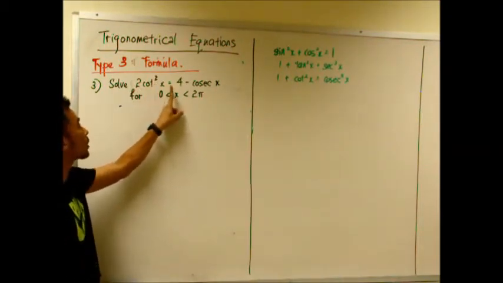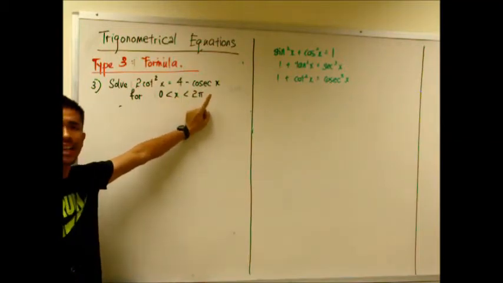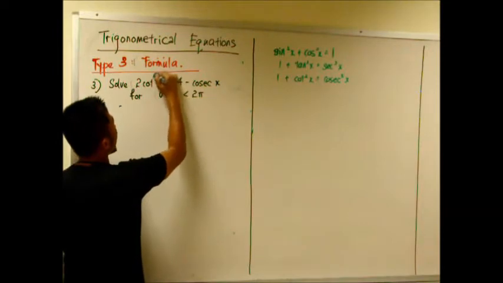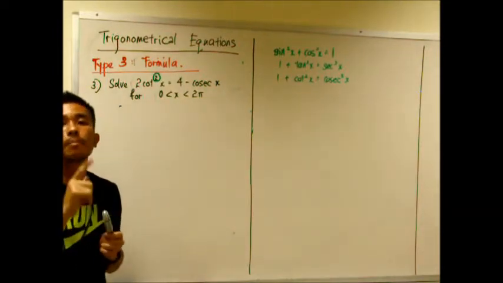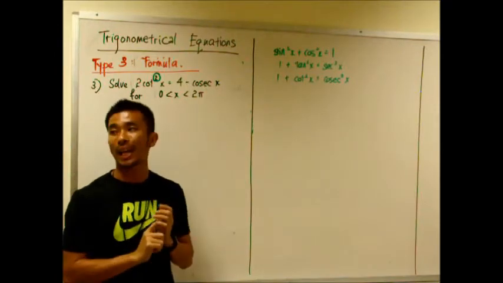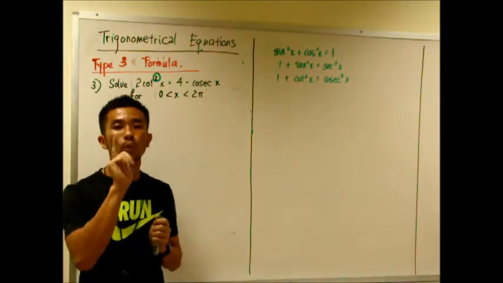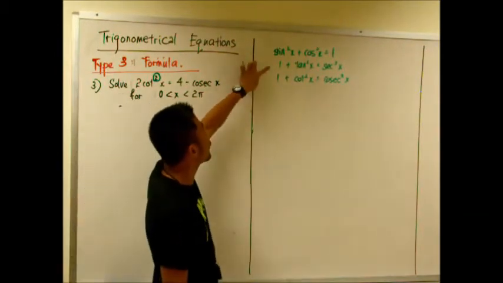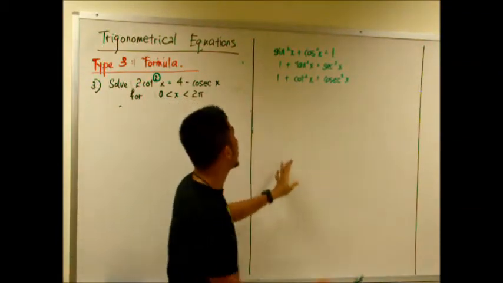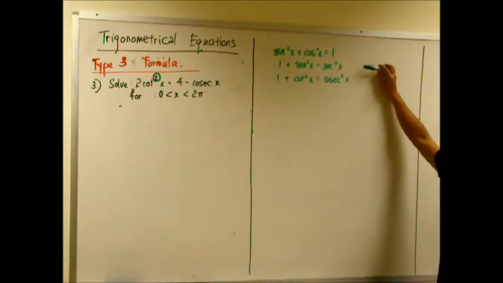2 cotangent square x is equal to 4 minus cosecant x. There are no like terms. Okay, but the hint is, if there is a square term, please make use of the formula sheet that is given on the front page, or if not, you can see inside your student handbook as well. And these are the 3 formulas that deal with square terms, and these are not new to you.